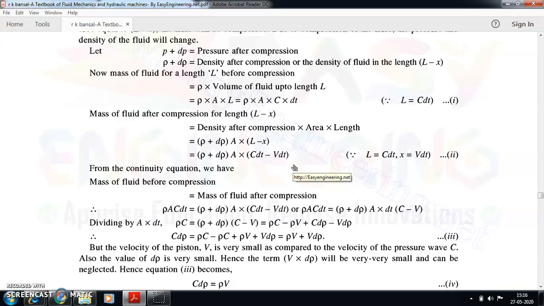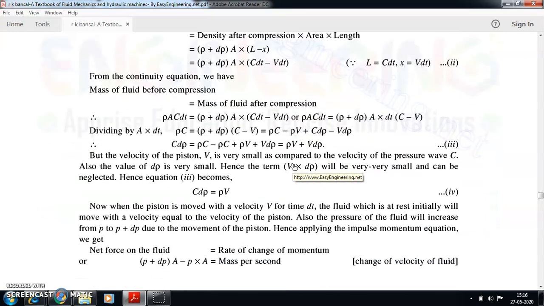After substitution, we are going to use the continuity equation, where the mass of the fluid before compression and after compression has to be the same, conservation of mass. Using this conservation of mass and substituting, it is rho A C dt. This will be rho plus d rho A into C dt minus V dt. After simple maths, rearranging the terms where dt is common, you take dt out and divide the whole equation by A into dt, rearranging the terms in terms of C d rho.